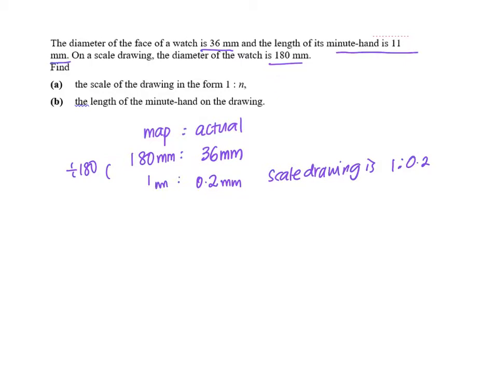The 11 mm belongs to map or actual? Actual. So now I'm going to put it under actual, 11 mm. How do you find the answer now? Yeah, I can do this times this, or you can do this times this. Both can, right? All should get the same answer. Let's see, 11 divided by 0.2 times 1.